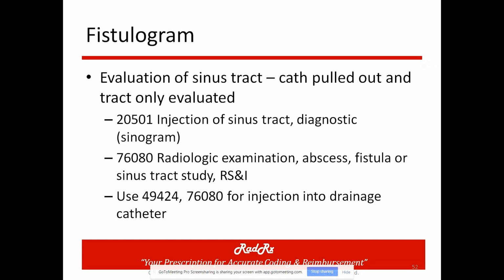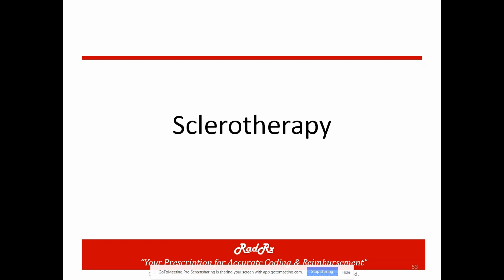If there is no catheter because they've pulled it out and it's just the tract, and then they don't put a catheter back in, then it's going to be 20501 and then 76080 just for the tract evaluation. So now I'm going to move on to sclerotherapy, and then from there we'll do moderate sedation.